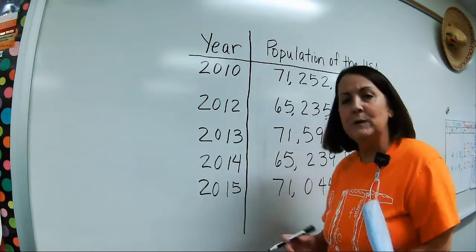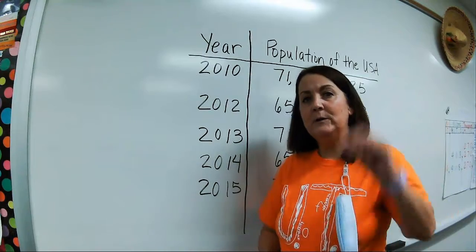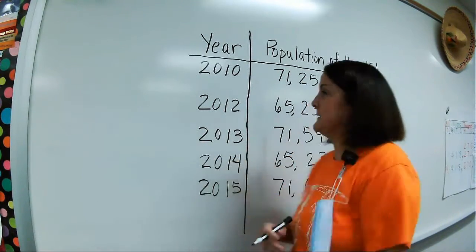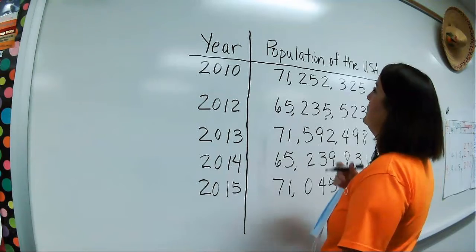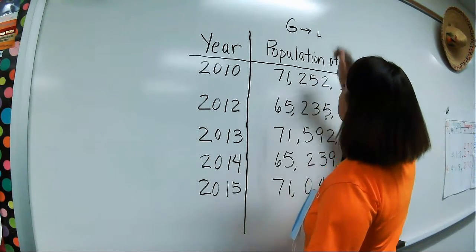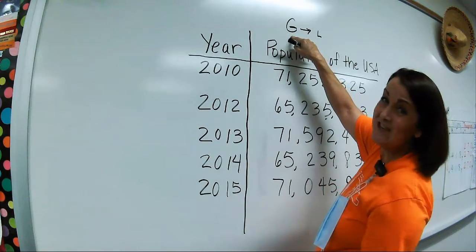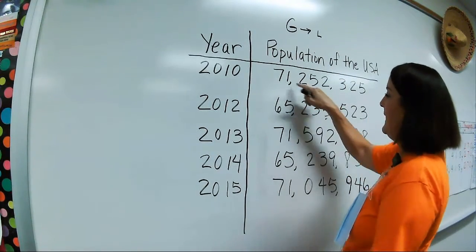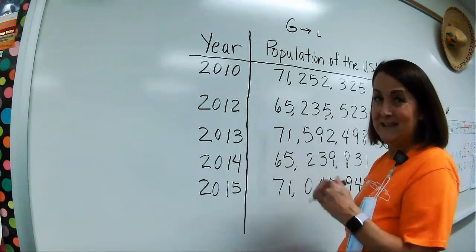First of all, of course, you would have to read your question and figure out, are we doing least to greatest or greatest to the least? In this case, we are going to do greatest to the least. I always like to use a big G and a little L so I know what order I'm going. I have 5 numbers that I need to list.